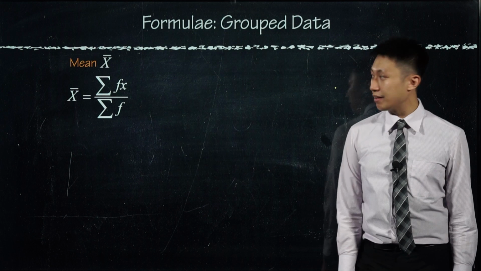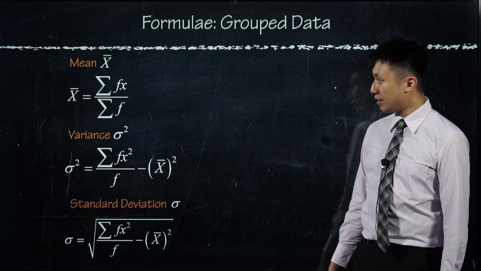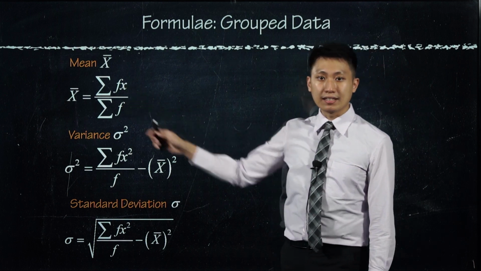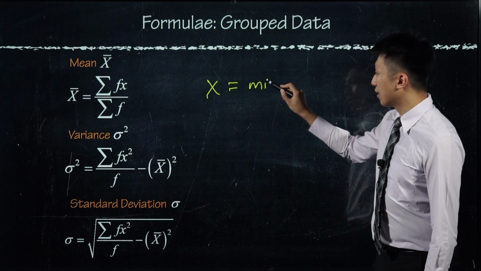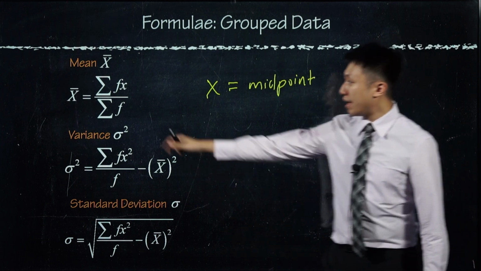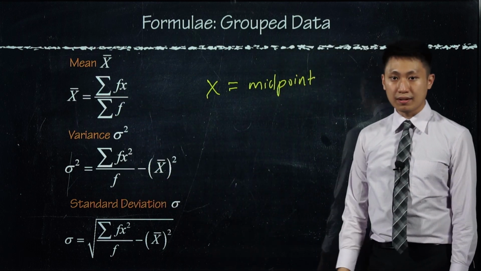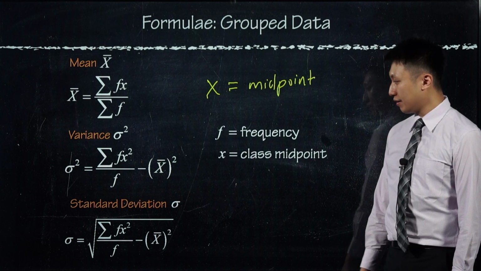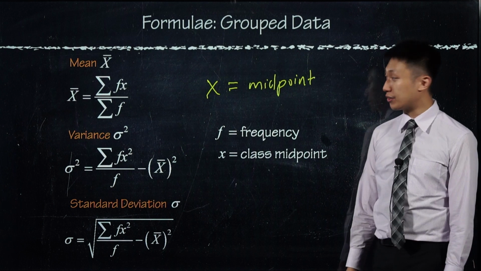Mean, this one you have done before, but it's a little bit different here. These are all the same, except this x here is now the midpoint. So f is frequency as usual, and all of the x mean the class midpoint. All right, no problem. Let's move on to see an example.